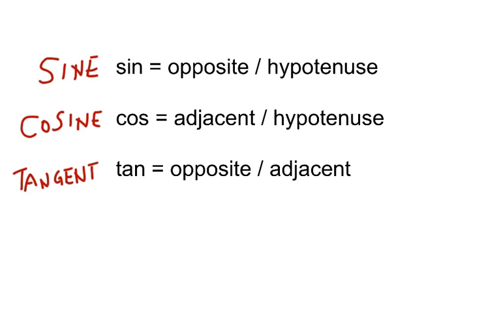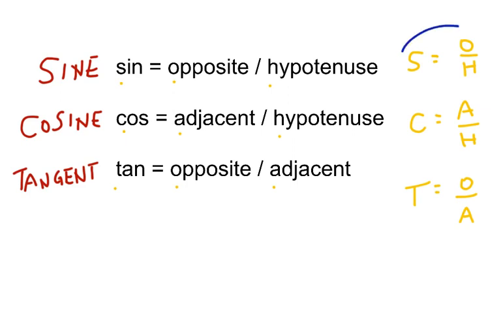If you're wondering, what is this SOHCAHTOA business you're talking about? Well, sine equals opposite over hypotenuse. Cosine equals adjacent over hypotenuse. And finally, tangent equals opposite over adjacent. And that is where we get SOHCAHTOA.